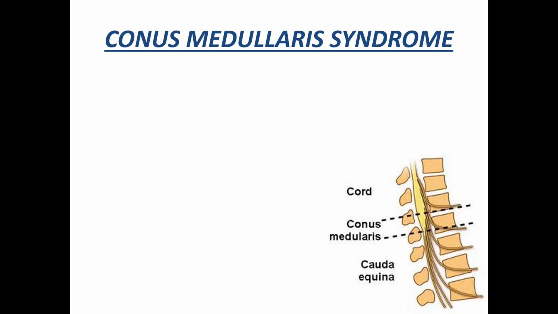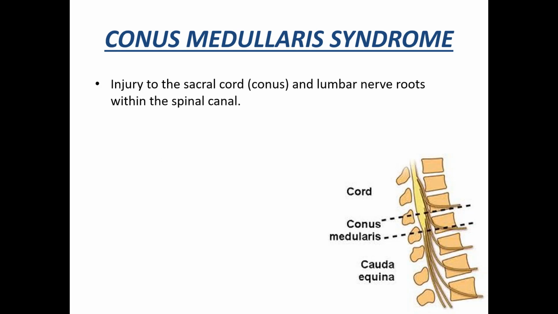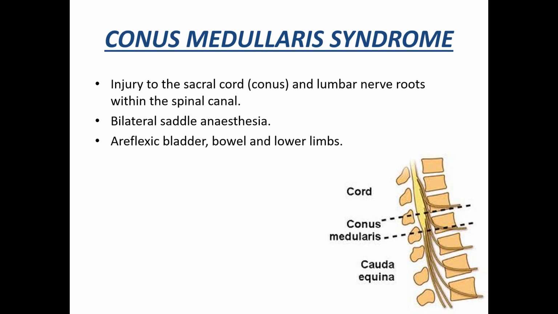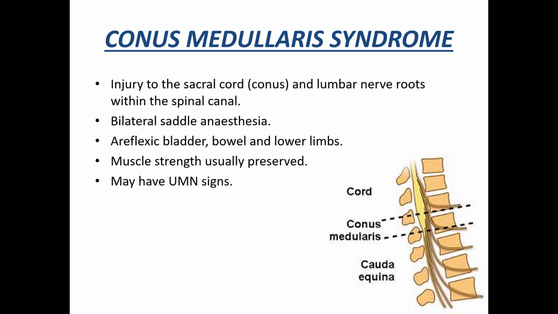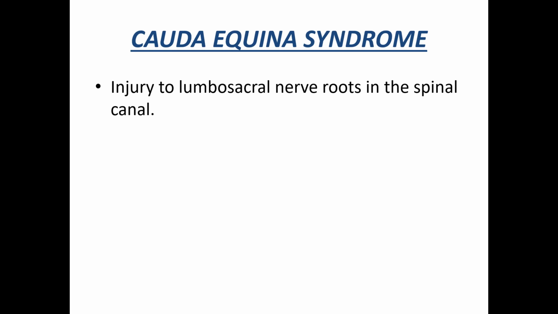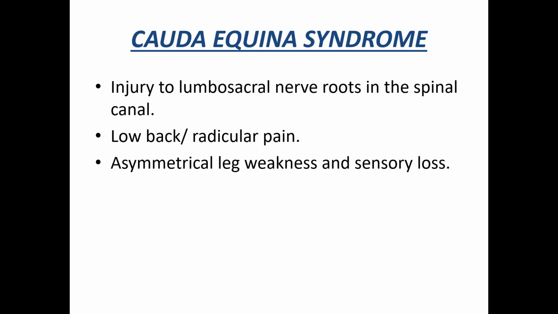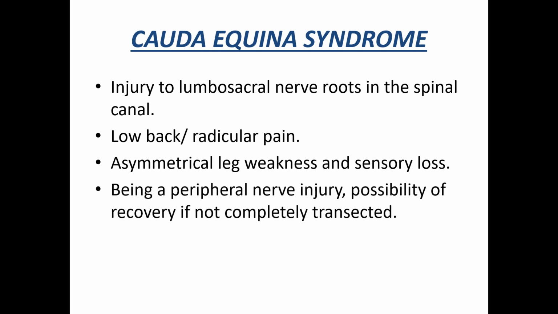This is conus medullaris syndrome, injury to the sacral cord, conus and lumbar nerve roots within the spinal canal: bilateral saddle anesthesia, areflexic bladder, bowel and lower limbs. Muscle strength is usually preserved. May have upper motor neuron signs. This is cauda equina syndrome, injury to lumbosacral nerve roots in the spinal canal: low back pain with radicular pain, asymmetric leg weakness and sensory loss. Being a peripheral nerve injury, there is a possibility of recovery if not completely transected.